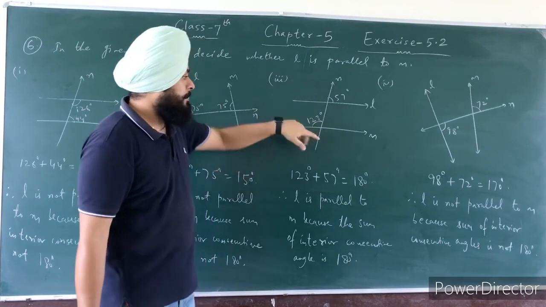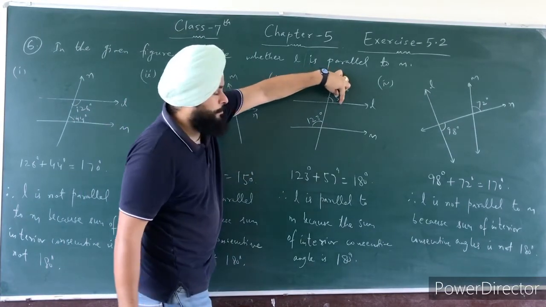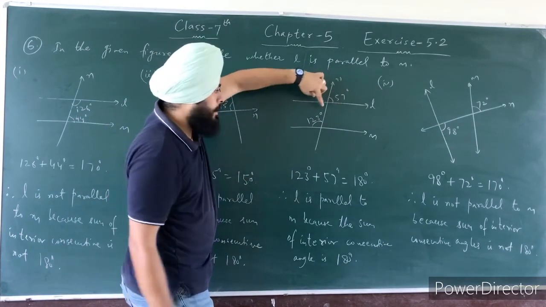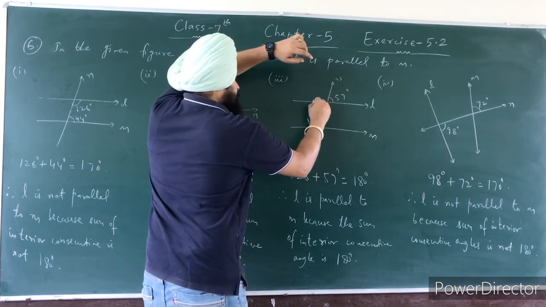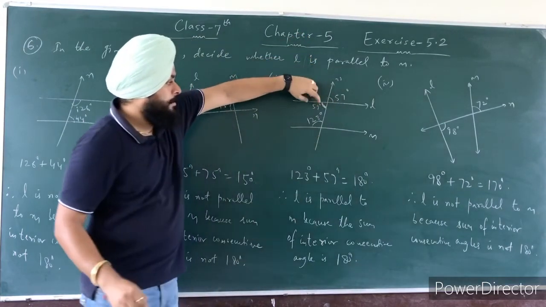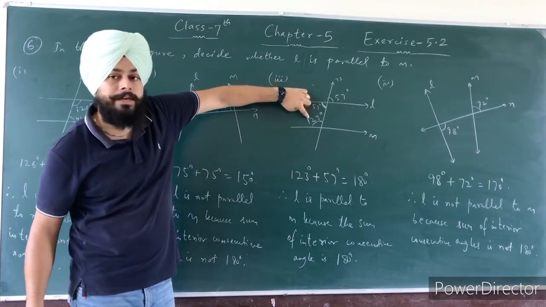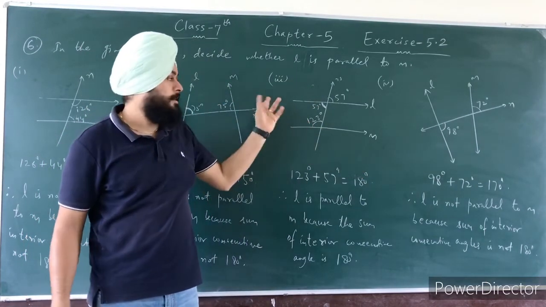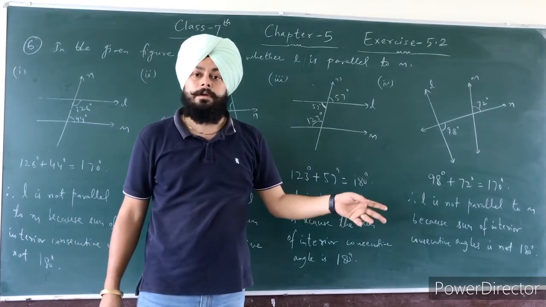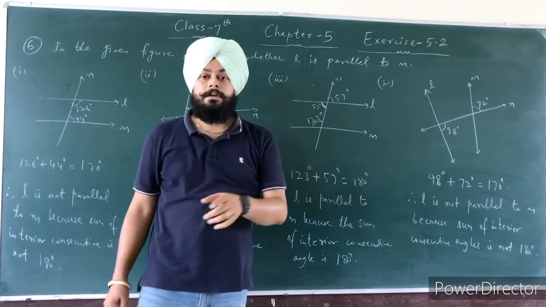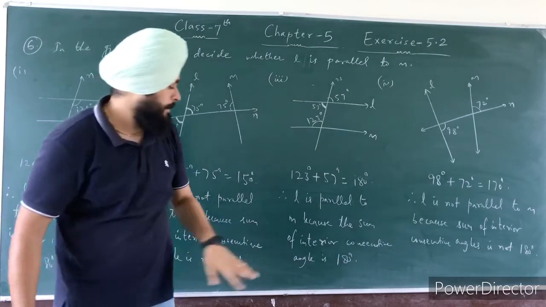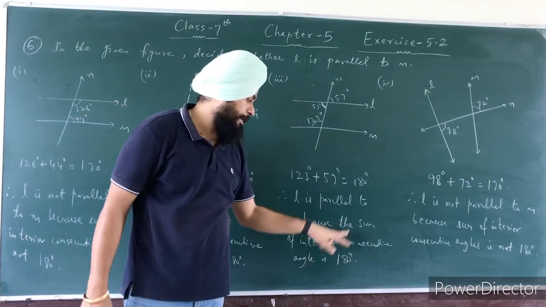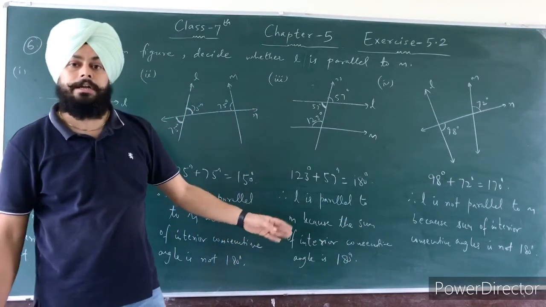Next, third part again. So the measure of this angle is 57. Its vertically opposite angle is again of measure how much? 57 degree. So you can add this 57 and 123. 57 plus 123 is 180 degree. Therefore, in this third part, L is parallel to M, because 180 degree is what? It is supplementary.